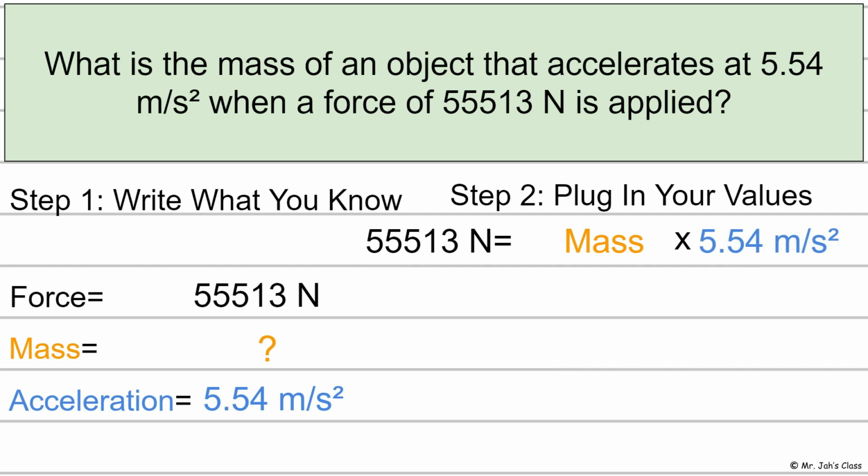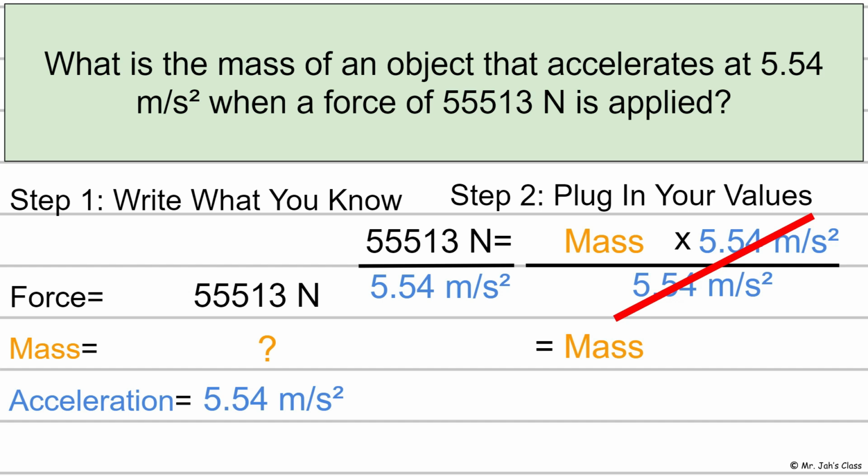So how do we solve for something when it looks like this? What we do is we do the opposite operation. So mass is being multiplied by the acceleration, so we have to cancel out that value. So therefore, we divide. Okay, so we divide. Now, whatever we do to one side of the equation, we have to do to the other side.